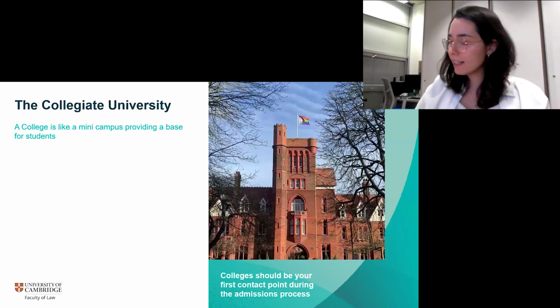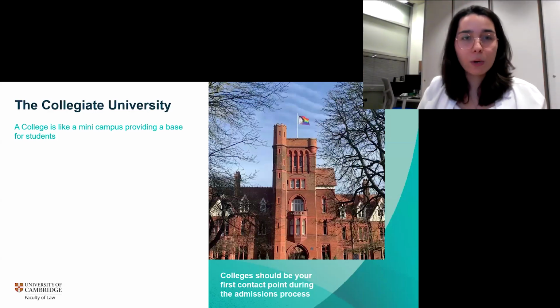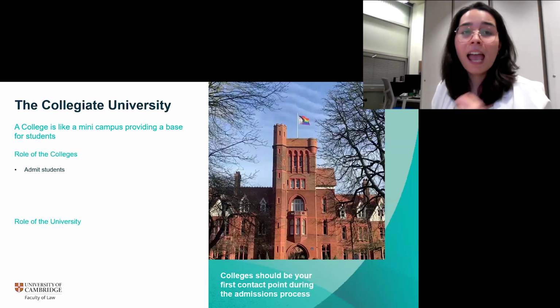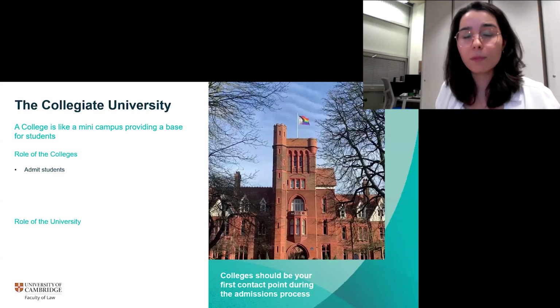A college is basically like a mini campus, that's how we call it, and it provides a base for students. So it has a few different roles. One of them is to admit students. Although you are applying to the University of Cambridge, you're actually applying to a specific college. And it's the colleges that are responsible for assessing your application and admitting you to the university.